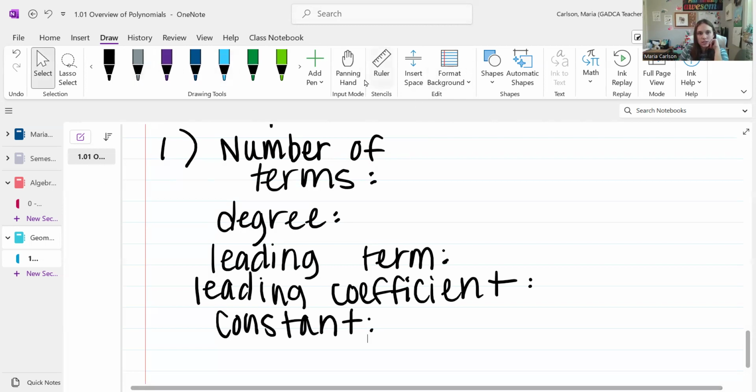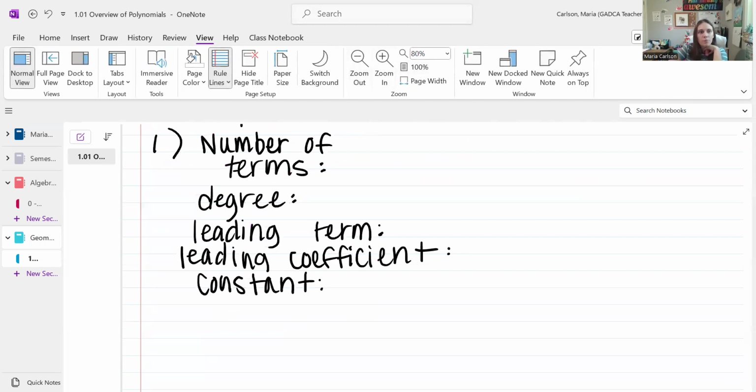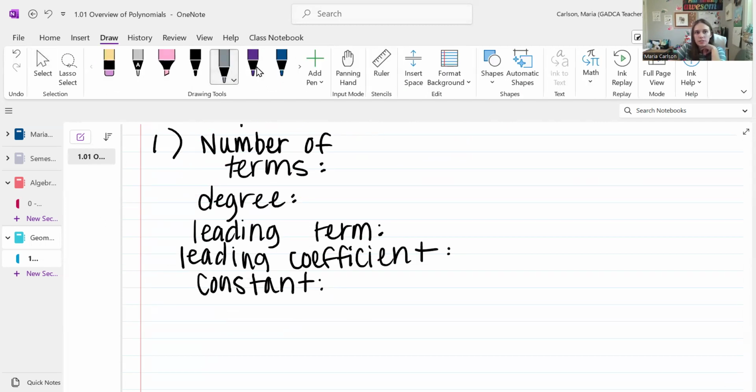Let's see. I kind of need to zoom out a little bit. There we go. Our polynomial here is 8 minus 4x cubed minus 9x to the fifth minus x plus x to the fourth.